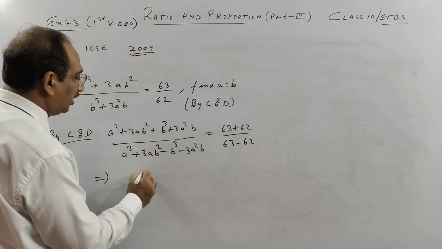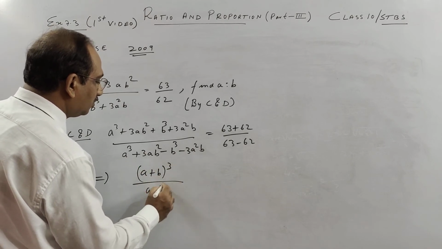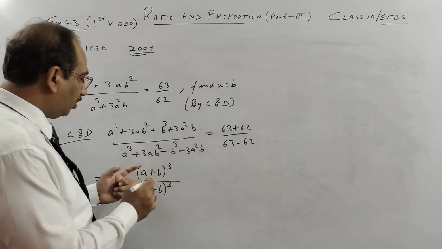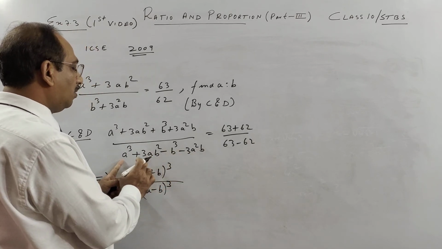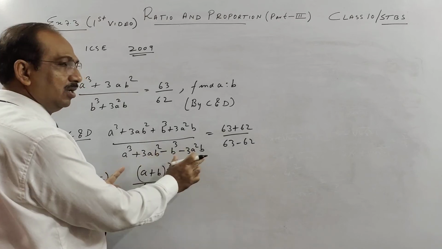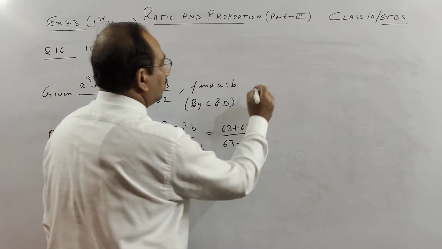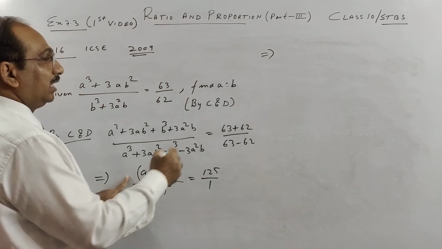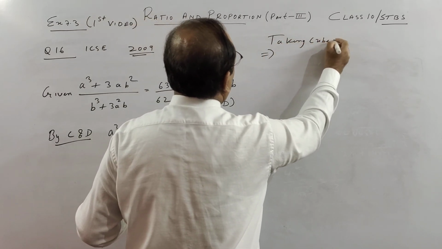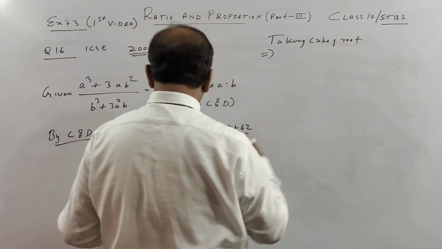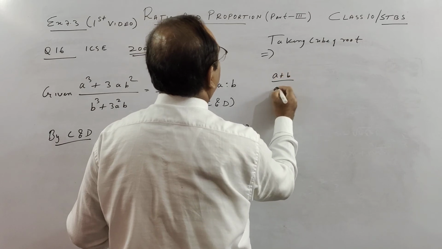This is nothing but a plus b whole cube over a minus b whole cube, because the format is a cube minus 3a square b plus 3ab square minus b cube. So ultimately these two terms are minus. Here I get 125 by 1. See the final part, children: since I have got cube, taking cube root of both the sides. Any operation we do, we do on both the sides. So we get a plus b, a minus b.